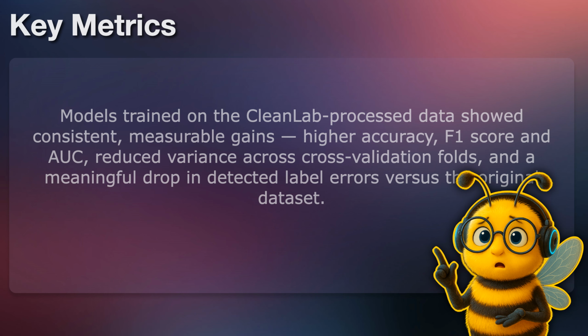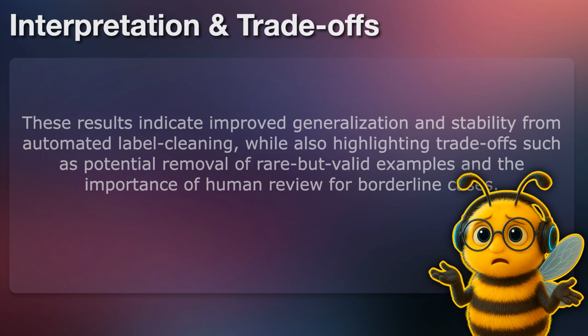Models trained on the CleanLab processed data showed consistent, measurable gains: higher accuracy, F1 score and AUC, reduced variance across cross-validation folds, and a meaningful drop in detected label errors versus the original dataset. These results indicate improved generalization and stability from automated label cleaning, while also highlighting trade-offs such as potential removal of rare but valid examples and the importance of human review for borderline cases.